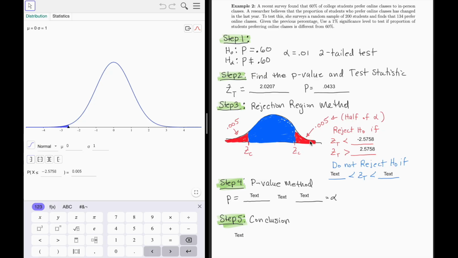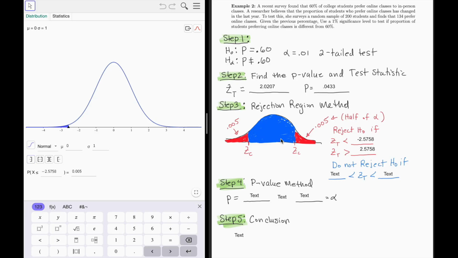So if our test statistic falls in the red region, that means we're going to say reject H0. And that happens if our test statistic is less than negative 2.5758. That's this cutoff point. If it's less than this value, then it's going to fall in the red. If the test statistic is greater than 2.5758, then it's going to fall in this area, in the red. So if either one of these is true, we're going to reject the null hypothesis.